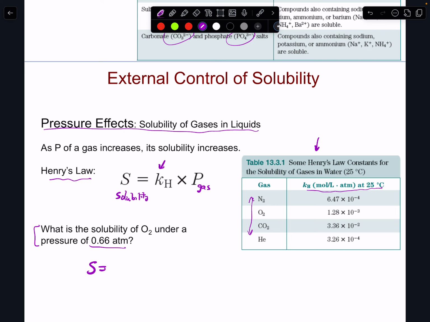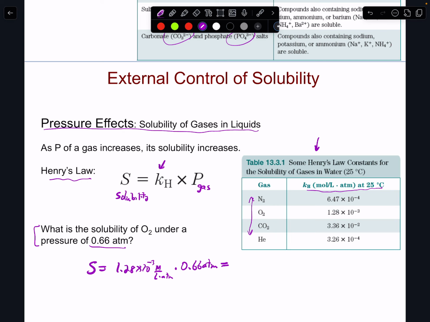It's going to be the Henry's law constant, 1.28 times 10 to the minus 3 moles per liter atmosphere, times the pressure, which in our case is 0.66 atmospheres. So I'm going to get my calculator out.